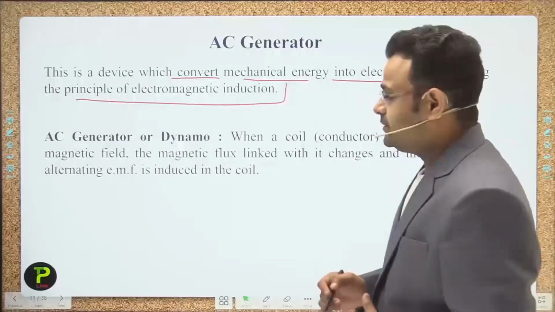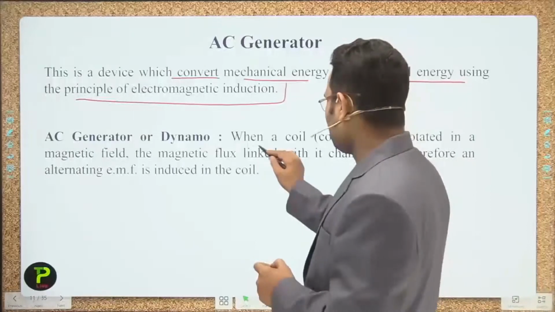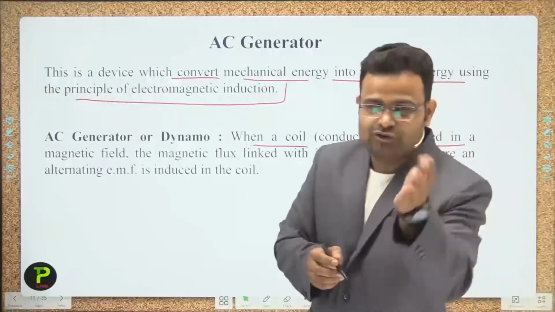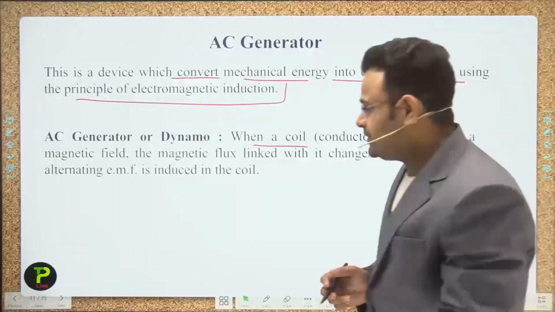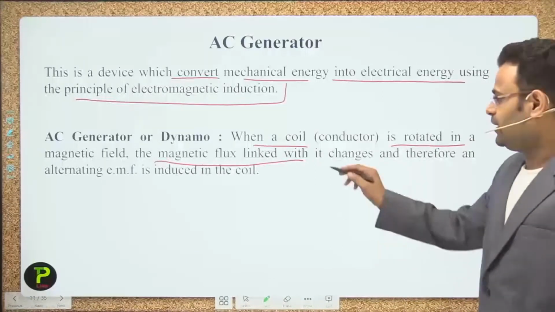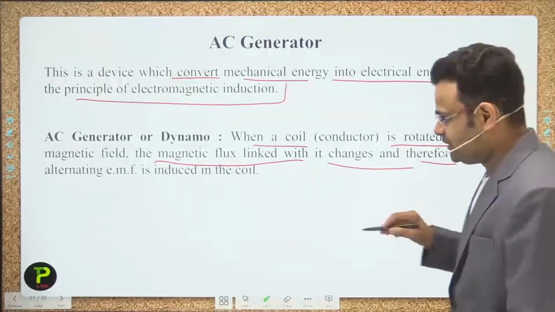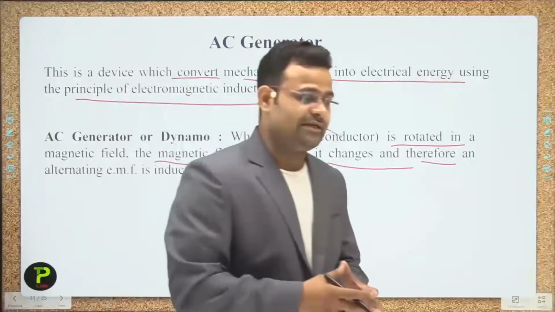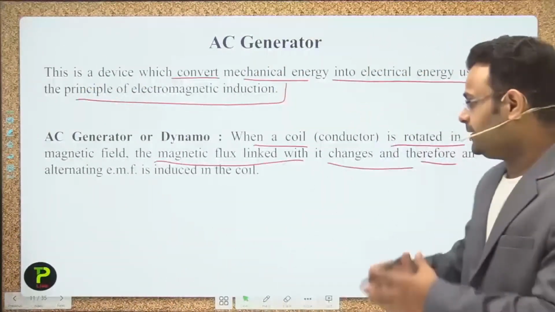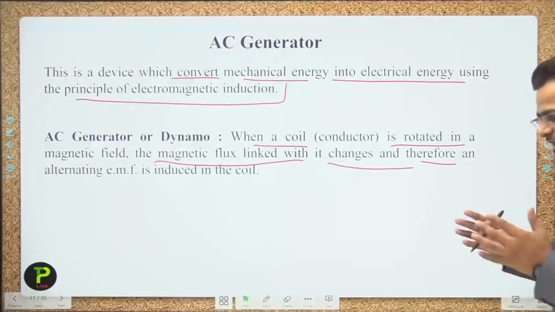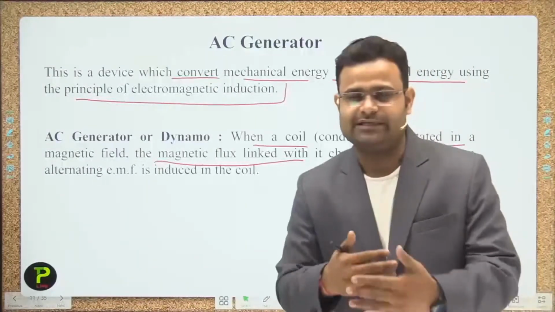Now, in an AC generator, when a coil or conductor is rotated in a magnetic field, the magnetic flux linked with that coil changes continuously. Therefore, an alternating electromotive force is developed and produced by that coil. Okay guys, so that is the basic information regarding an AC generator.